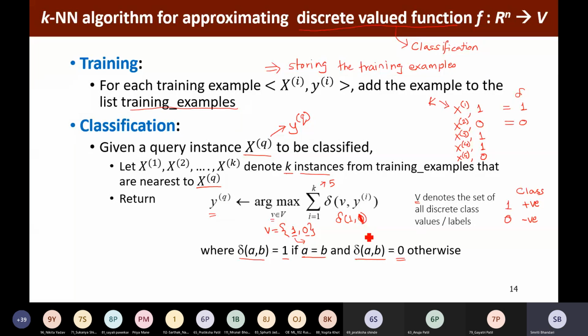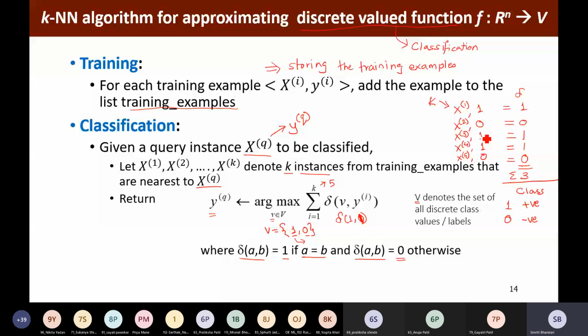Right? So for i equal to 3, I'll be getting 1. Similarly, for i equal to 4, I'll be getting 1, and for i equal to 5, I'll be getting 0. Now the summation of all this. So the summation is 3. The summation of all those deltas is 3. What does this mean? This means that out of these 5 instances we have identified, 3 instances are with class 1.